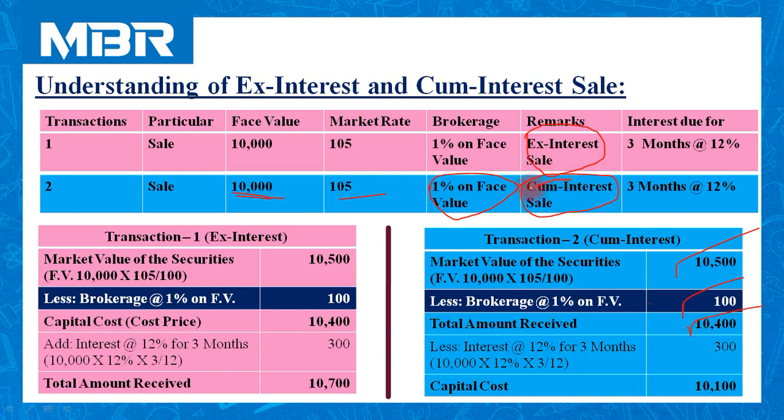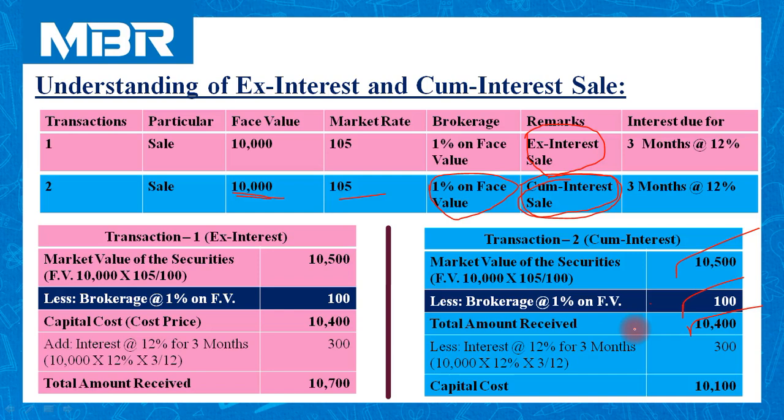Here the nature of the transaction is a cum-interest sell. This means that the 10,400 you have received also includes the outstanding interest. It means this 10,400 is inclusive of outstanding interest on the security.